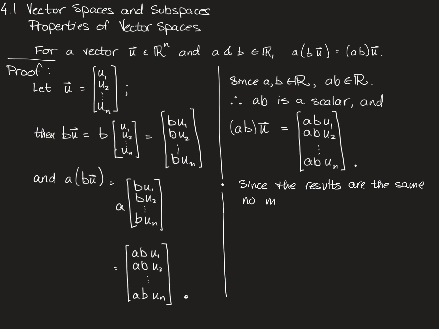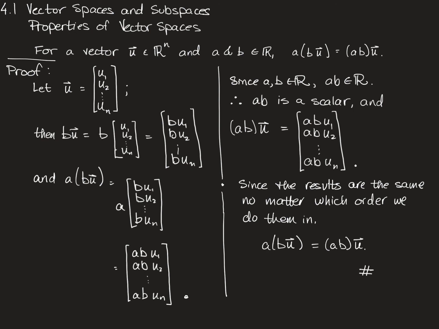no matter which order we do them in, A times B, U scaled by B, is the same as U scaled by AB. And that's the end of my proof.